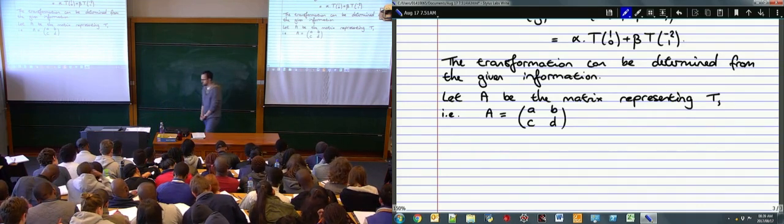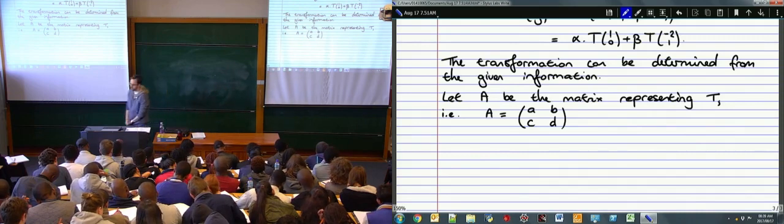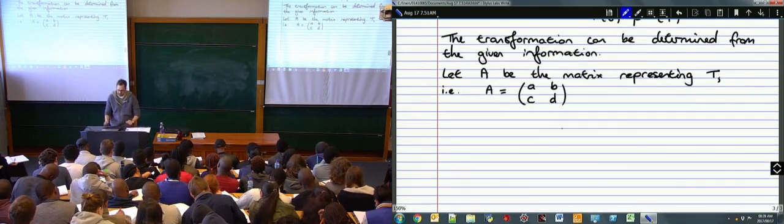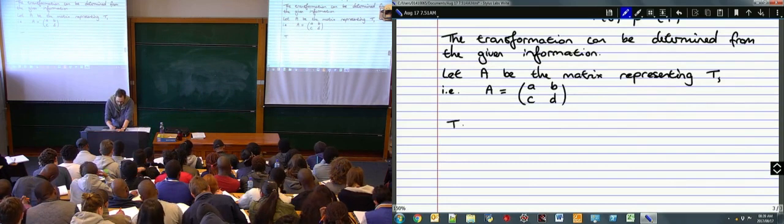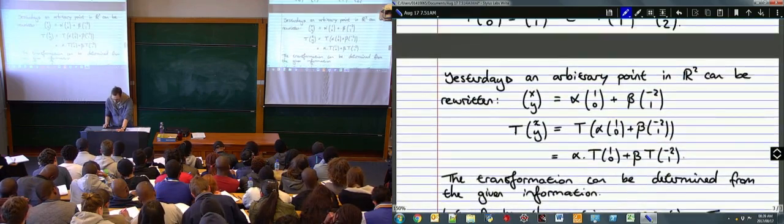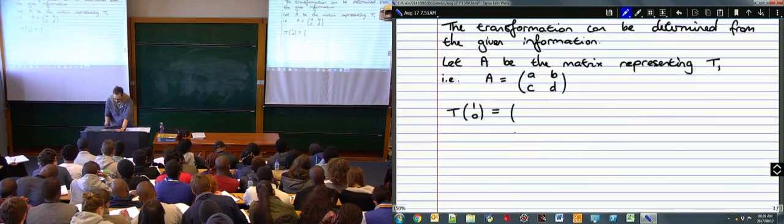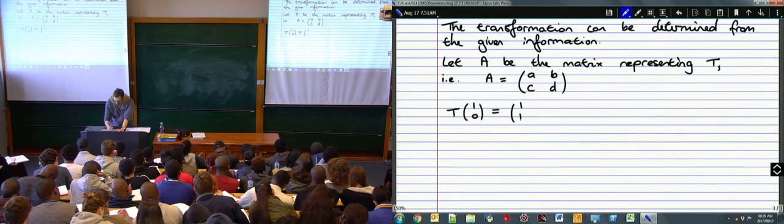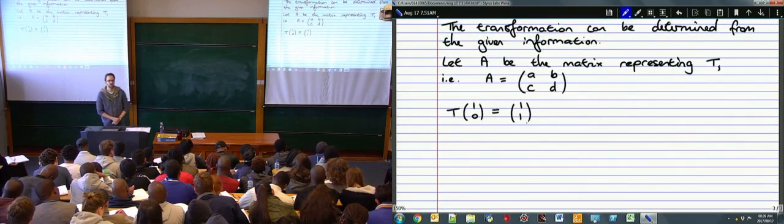How are we going to do it? Well, we know the following. We know that T transforms 1, 0 to, what do we say, 1, 1. Yeah, to 1, 1. T transforms 1, 0 to 1, 1.